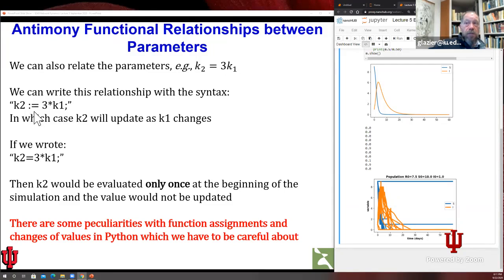If I write K2 colon equals 3 times K1, then K2 will update anytime K1 changes. And so then if I go in and I change the value of K1, say with Python, K2 will get updated.